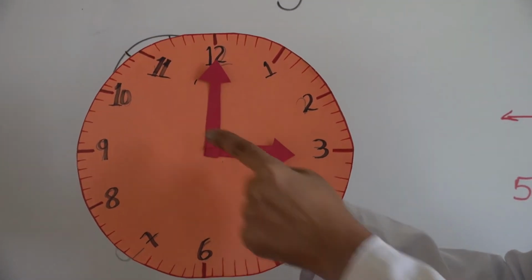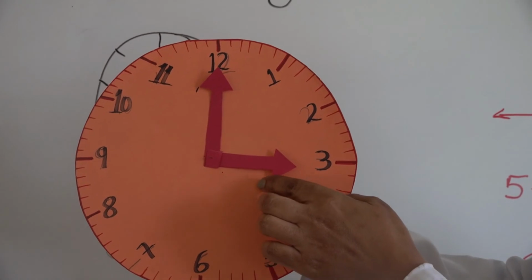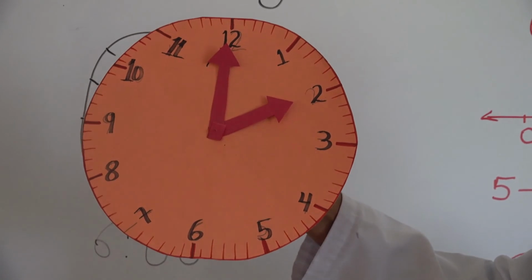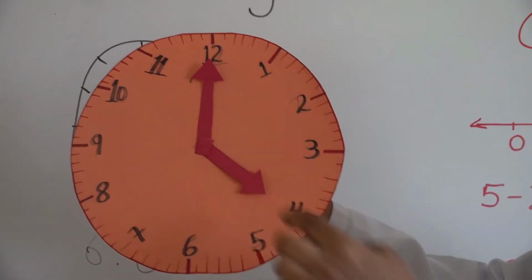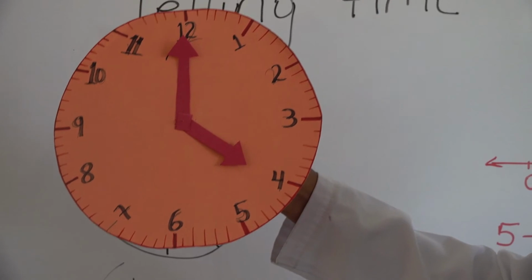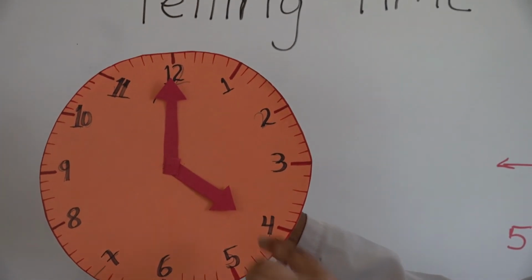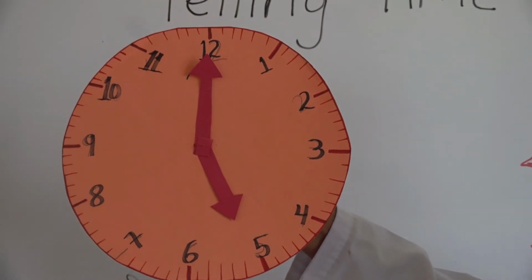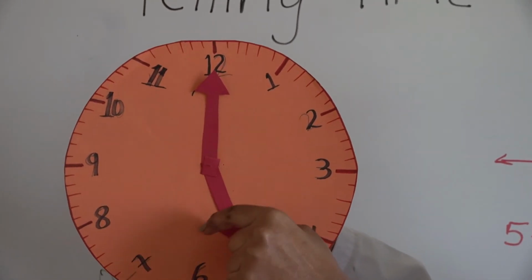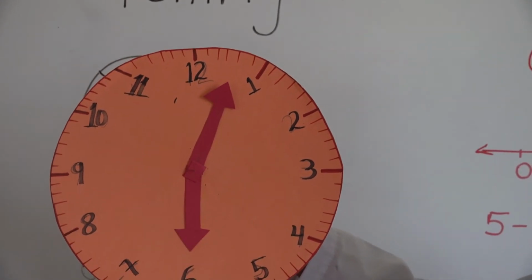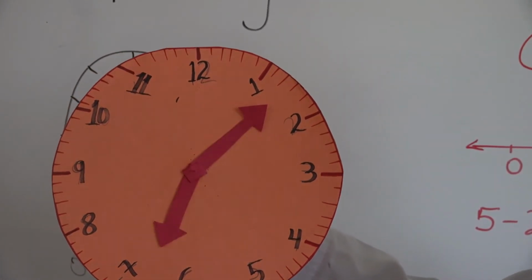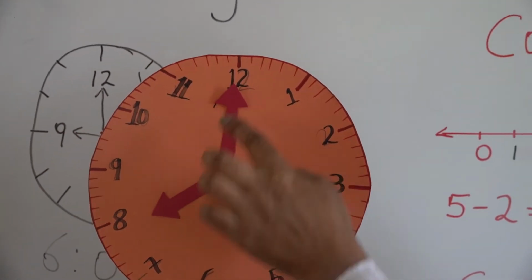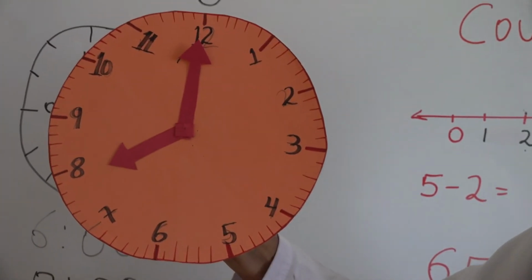Now it is 3 o'clock. Let's turn this on number 2, and this is on 12. Now it is 2 o'clock. Let's move it on 4. Now it is 4 o'clock. Don't forget that. Now it is 5 o'clock. 6 o'clock. This is always on 12. The long hand is always on 12. And now it is 8 o'clock.